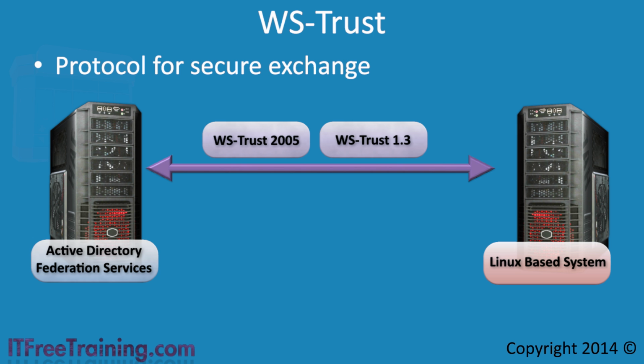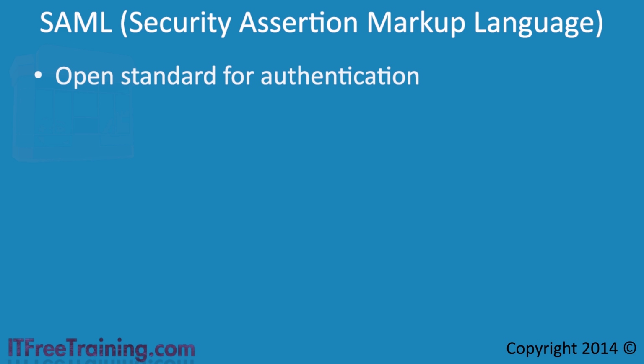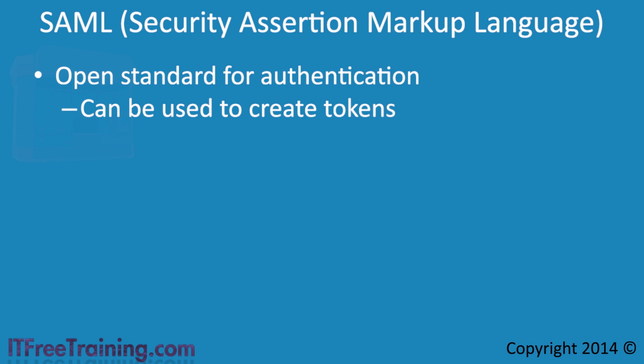The next question is, what information is exchanged between the two parties? The next protocol I will look at is SAML. SAML is an open standard for the exchange of authentication between different parties. It is often used in Active Directory Federation services to create tokens.